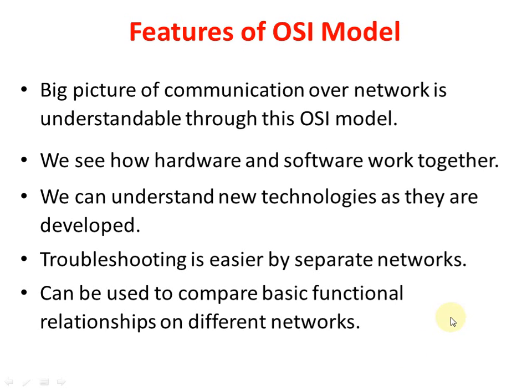Next topic is the features of the OSI model. It represents the big picture of communication over a network, which is understandable through this OSI model. We see how hardware and software work together. Then we can understand new technologies as they are developed. Troubleshooting is easier by separating networks. It can be used to compare basic functional relationships on different networks. These are the features of the OSI model.